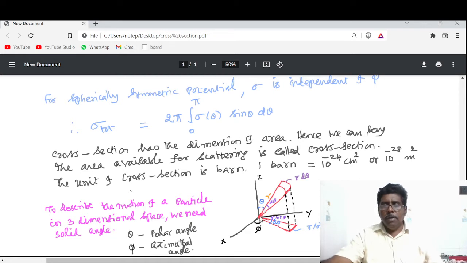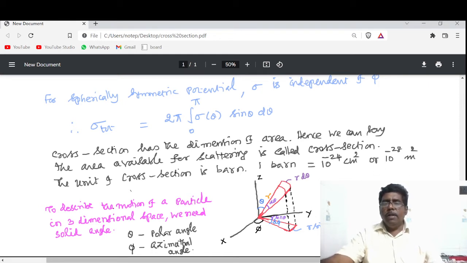Now, draw the projection vector from this origin and keeping this value of r as the length of the projection vector. If you draw the projection vector in the xy plane and the projection vector makes some angle with the x direction, this angle is called as azimuthal angle phi. Then phi varies from 0 to 360 degree.